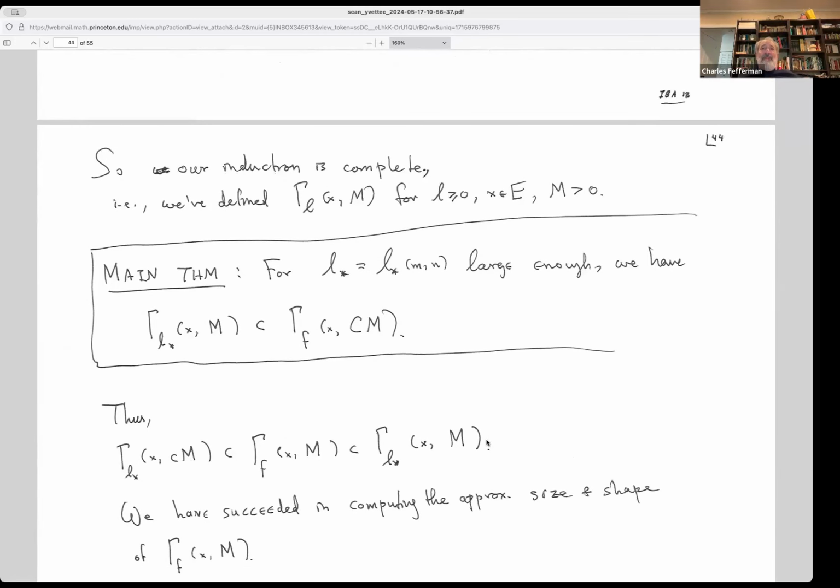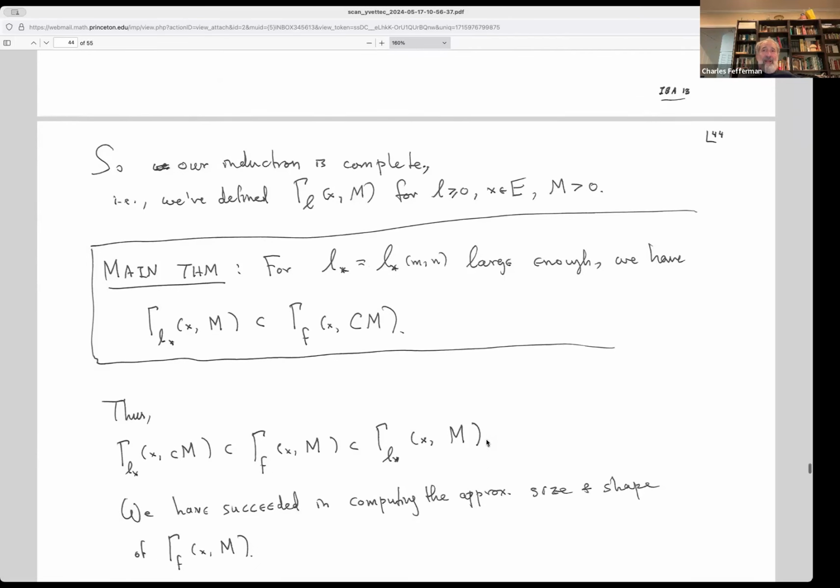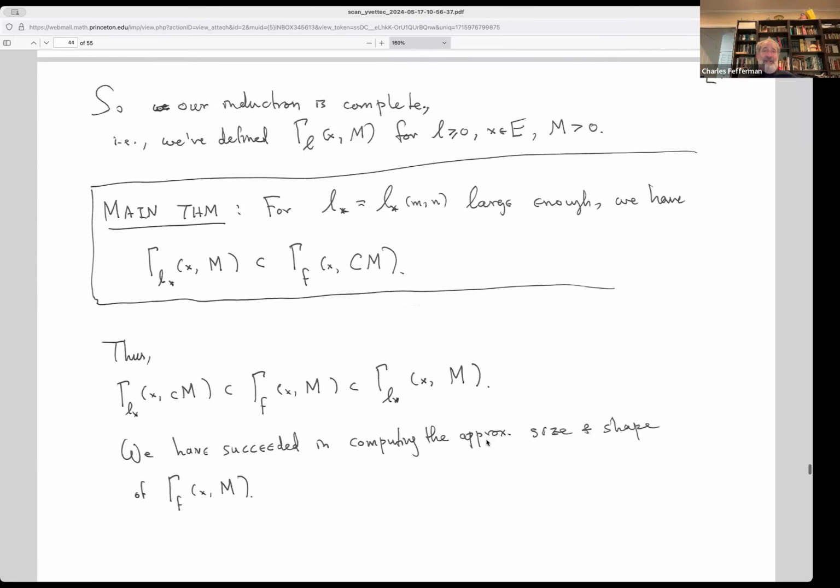So now we've defined the gamma L for L greater than or equal to 0, x in E, and M positive. And so we've got very easily two of the three basic properties of the gammas. But now the third basic property is not so easy. It's a serious theorem. And the theorem is, again, that for L star a large enough integer constant depending only on little m and little n, the parameters of our Banach space, we have that the gamma L star of xm is contained in the gamma f of x with parameter c times M.